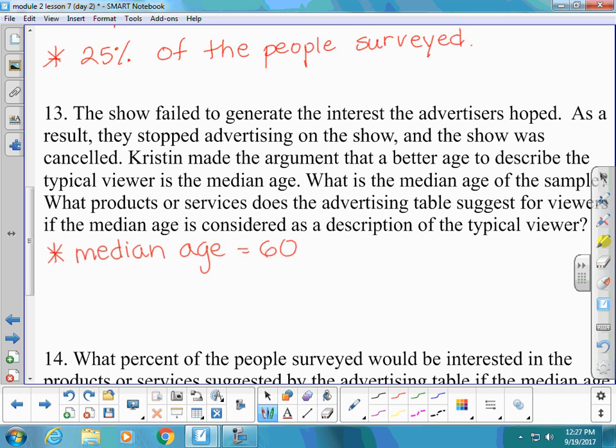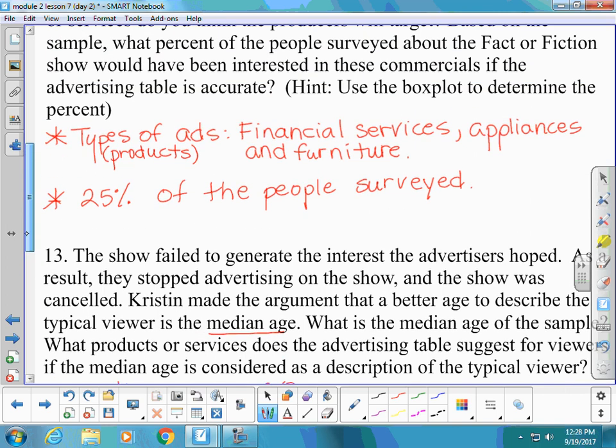Okay, so that's answering this first part. What is the median age? And then it says, what is the median age of the sample? What products or services does the advertising table suggest for viewers in the median age?